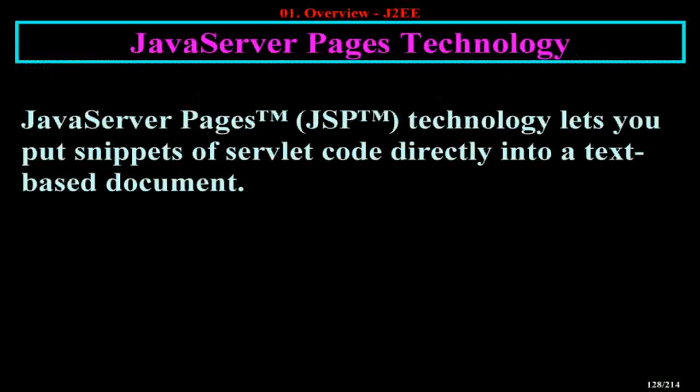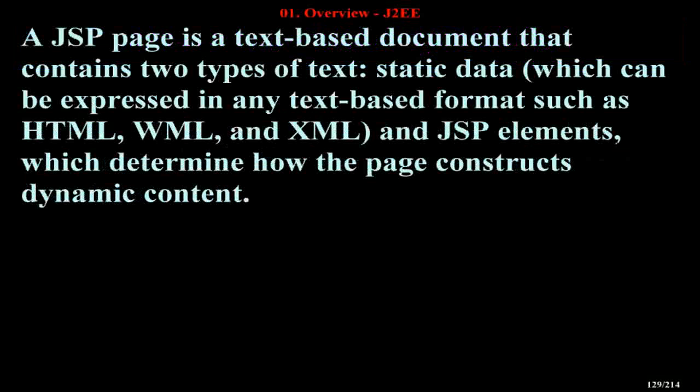JavaServer Pages technology. JavaServer Pages (JSP) technology lets you put snippets of servlet code directly into a text-based document. A JSP page is a text-based document that contains two types of text: static data, which can be expressed in any text-based format such as HTML, WML, and XML, and JSP elements, which determine how the page constructs dynamic content.